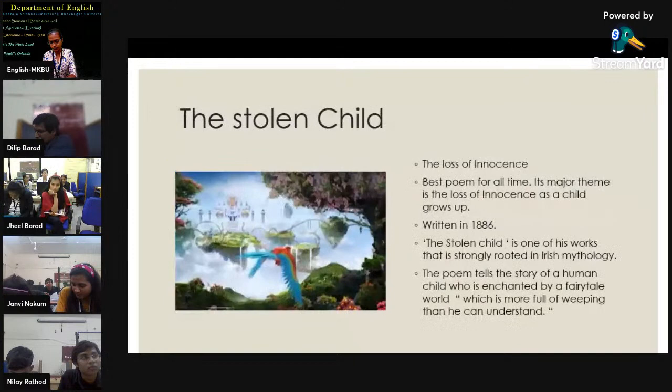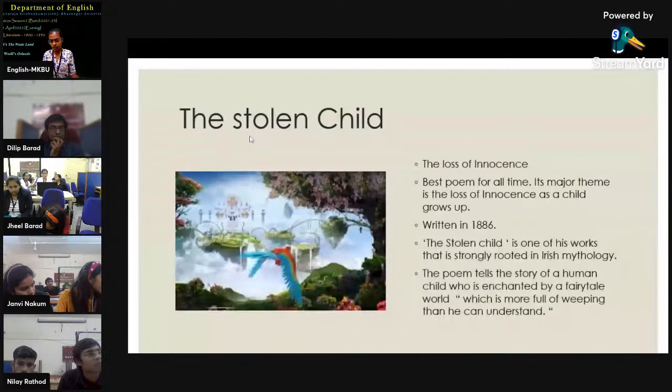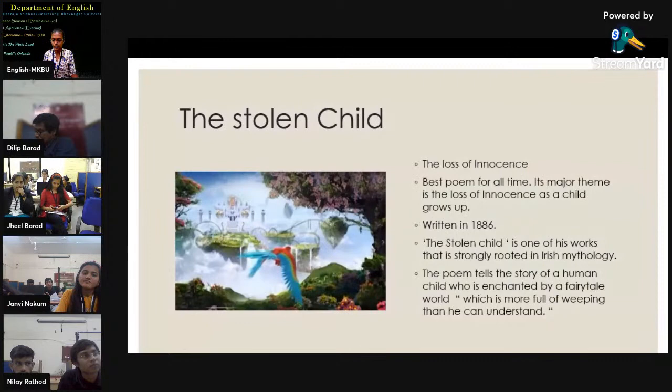The other one is The Stolen Child, about the loss of innocence. Its major theme is the loss of innocence as a child grows up. Written in 1886, The Stolen Child is one of his works strongly rooted in Irish mythology. The poem tells the story of a human child who is enchanted by a fairy world, which is more full of weeping than he can understand.